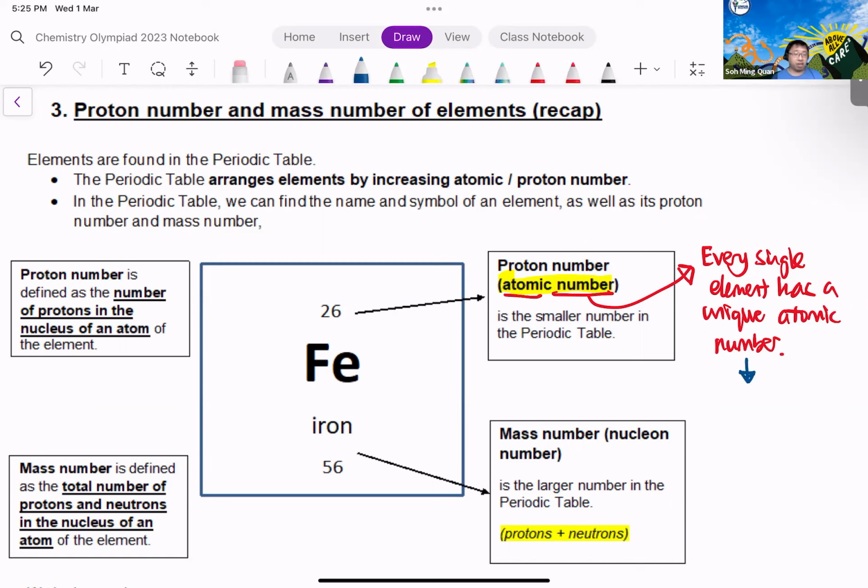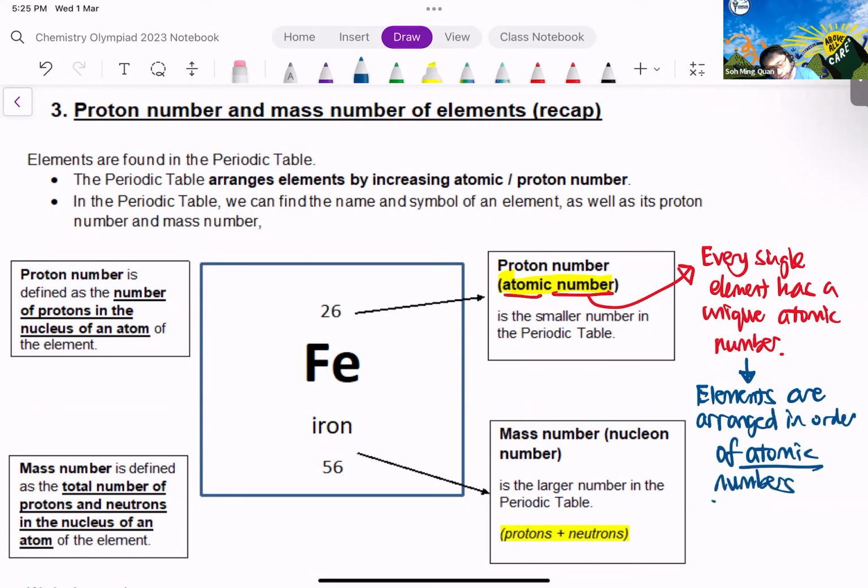And this leads us to an important conclusion. Elements are found in the periodic table. The elements all have their own unique atomic number, which means that elements are arranged in order of atomic numbers in the periodic table. So if you look at the periodic table now, don't you realize that the atomic number is in consecutive running order? So it tells you that elements in the periodic table are arranged in order of their atomic numbers. Okay?